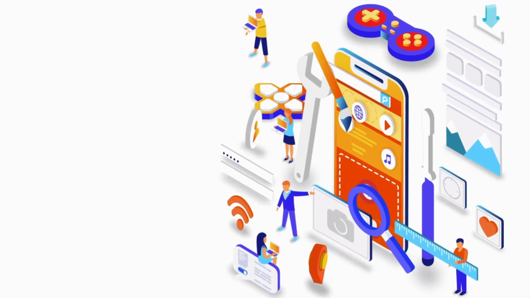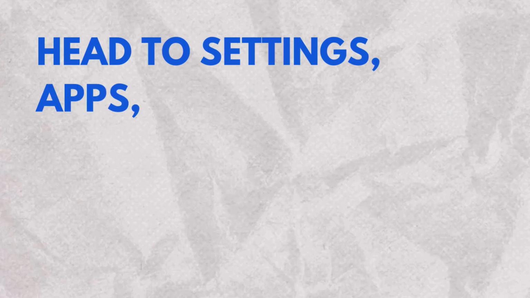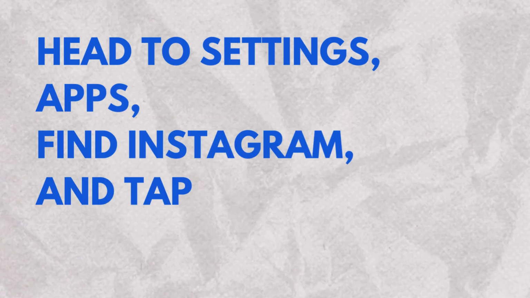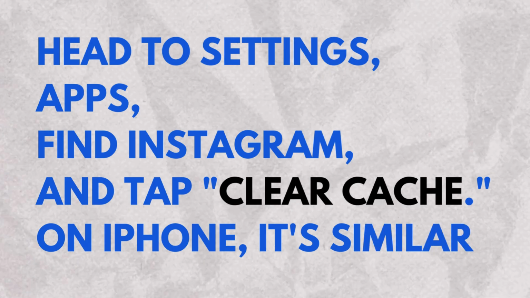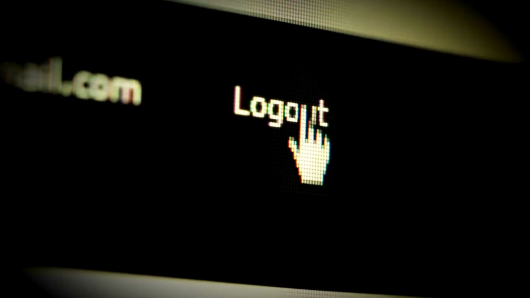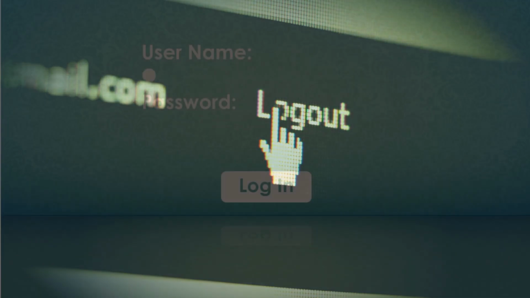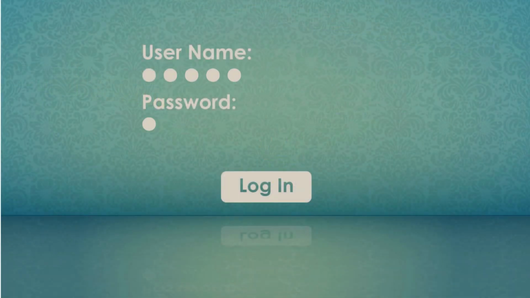Number 3, clear app cache. Clear your app cache. On Android, head to Settings, Apps, find Instagram, and tap Clear Cache. On iPhone, it's similar. Number 4, log out and log in. Log out and log back in. This simple step works for many users.